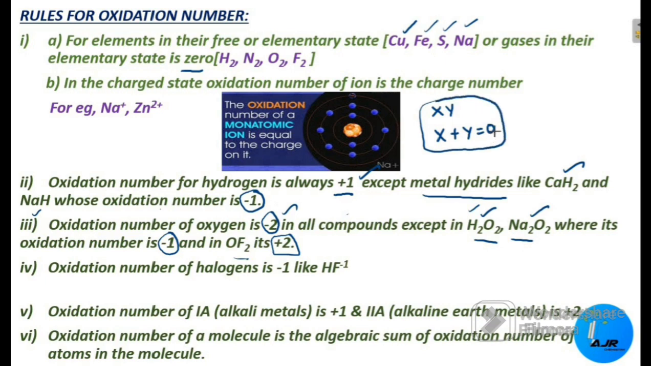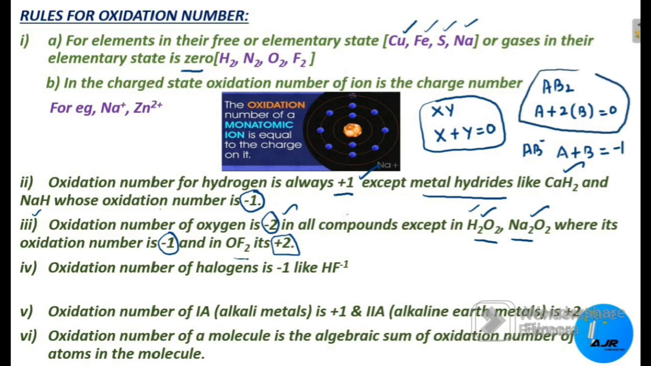Okay, so for example, the next type, that is AB2. If the compound type is like this, then how to calculate? A plus 2 into B equal to 0. For ionic compounds, A B minus, if it is so, then the algebraic sum A plus B is equal to minus 1. So this is the final rule.